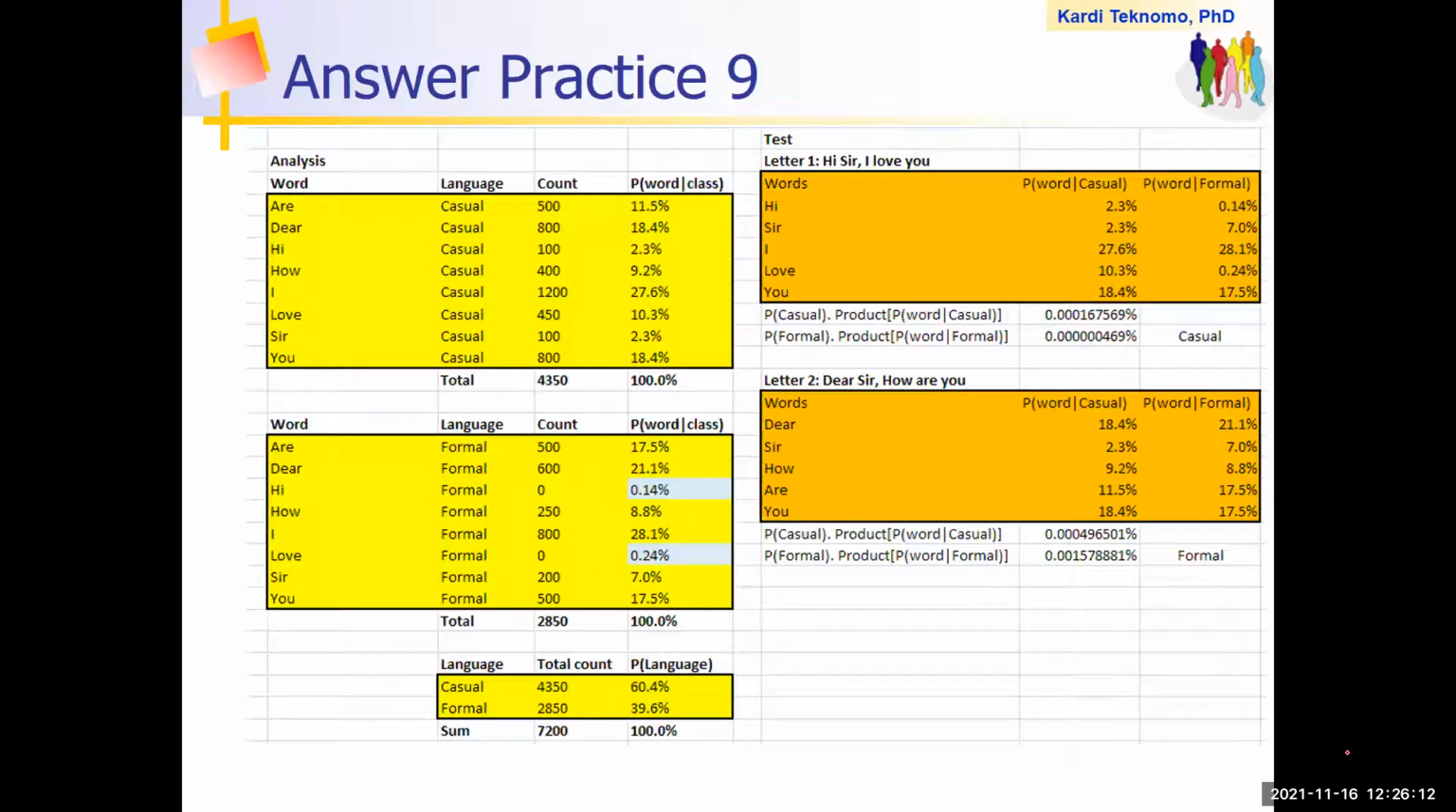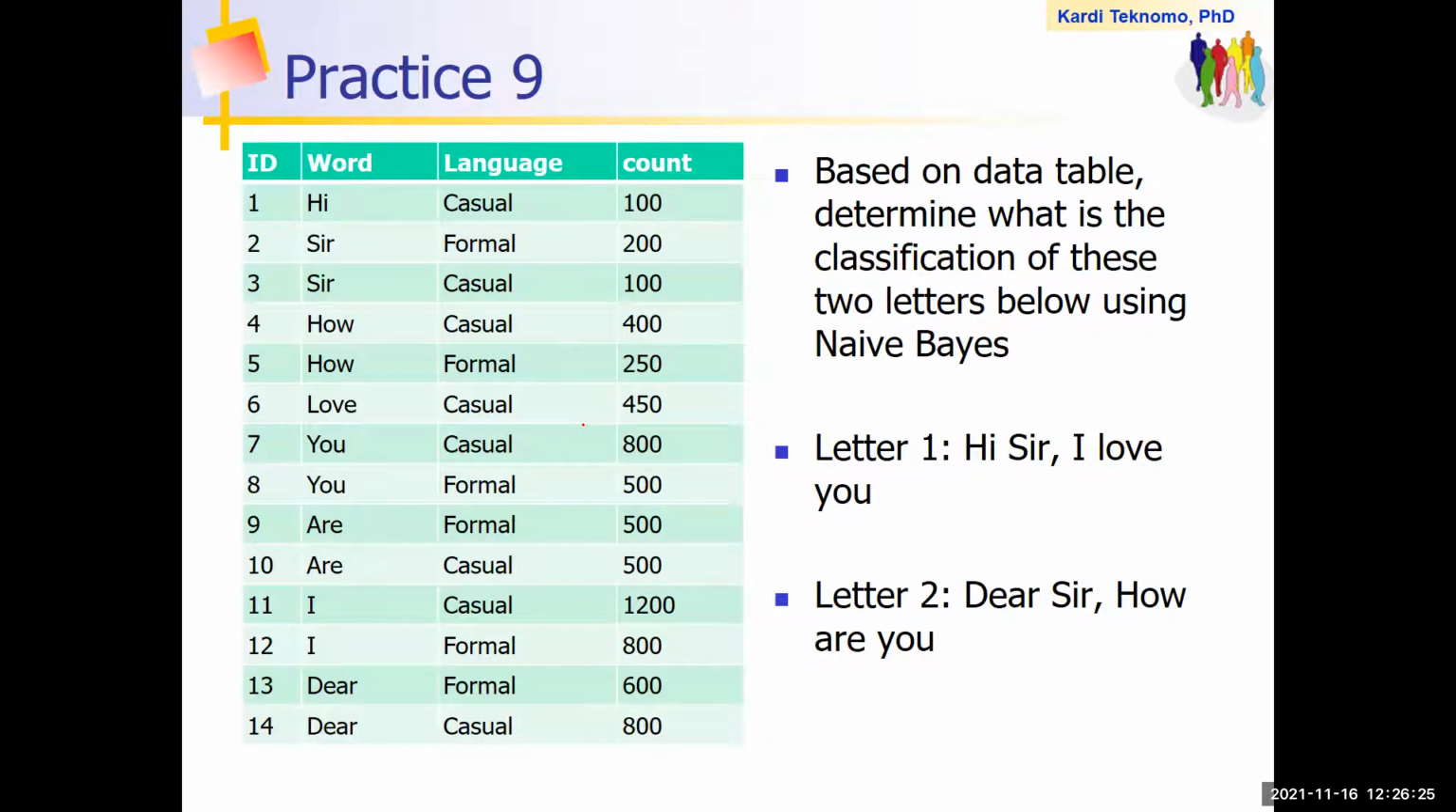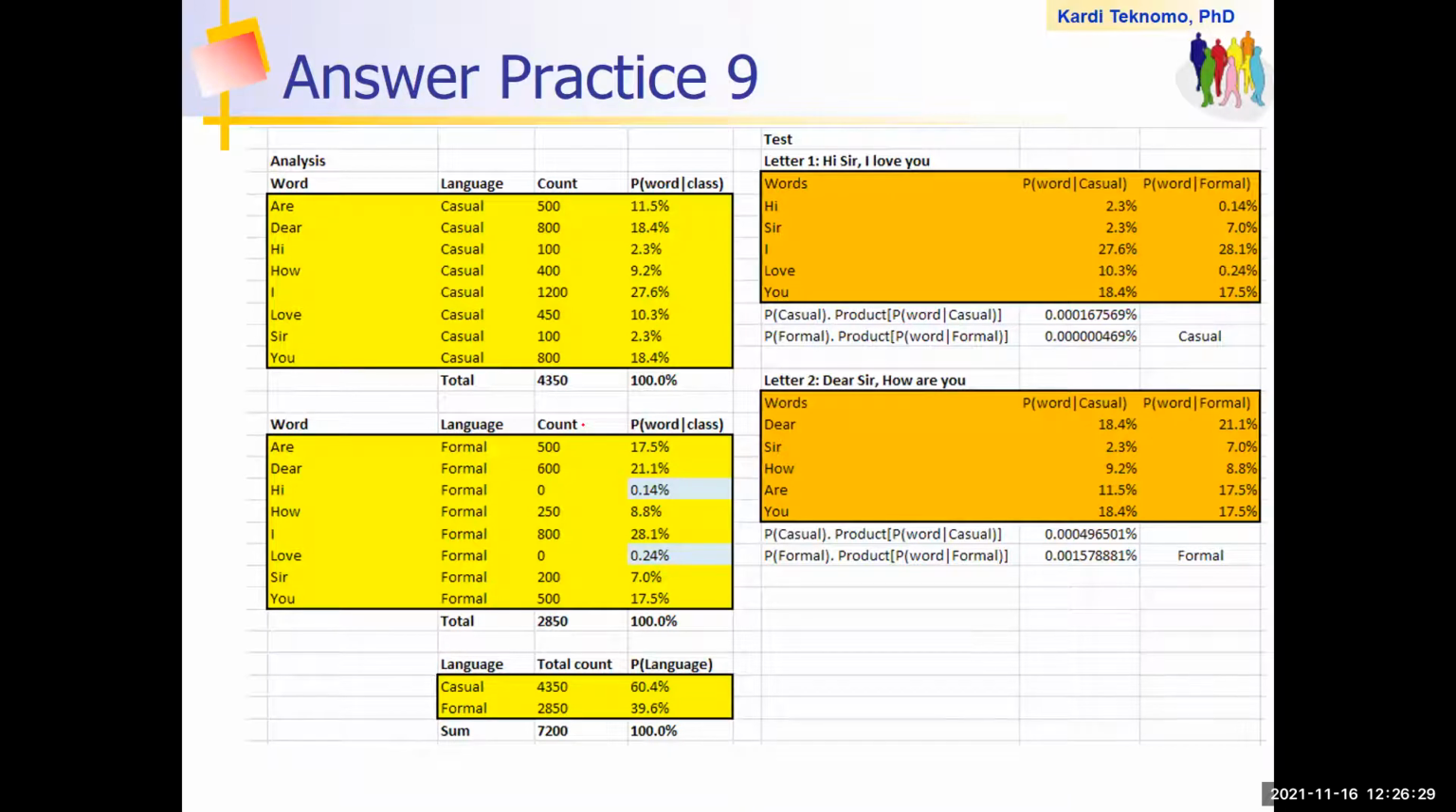You can use Excel. So you separate, right? So this is the analysis. Based on this table that you have, you put it into a separate table. You get the casual all, and then you get the formal all, then you get the count. From the count, you can calculate the probability. And then for each letter, you get the words, and you calculate the probability that this word actually comes from casual or formal. Then you multiply all of that, and then you multiply by the prior. Once you calculate with the prior, you decide whether this is formal or casual.